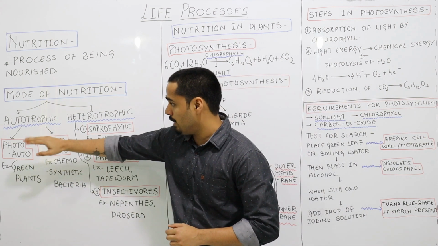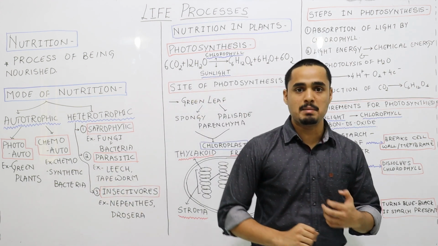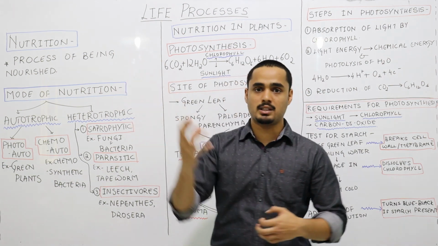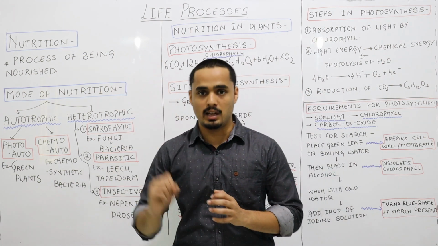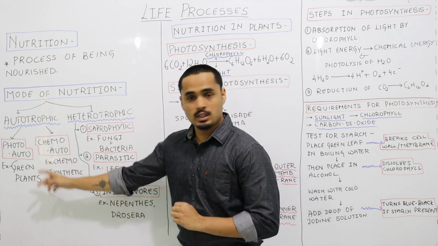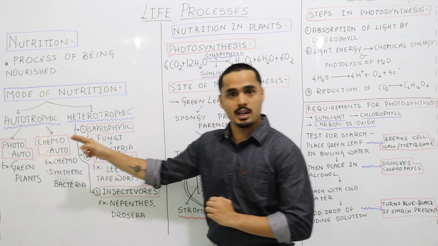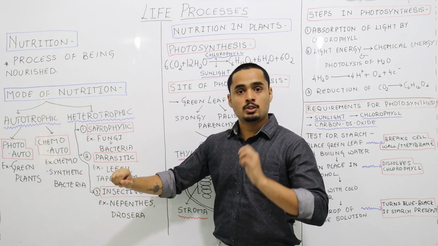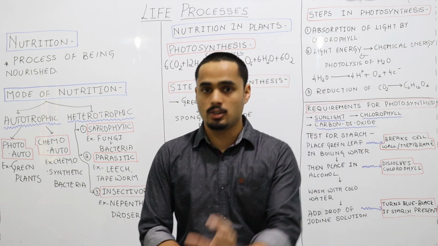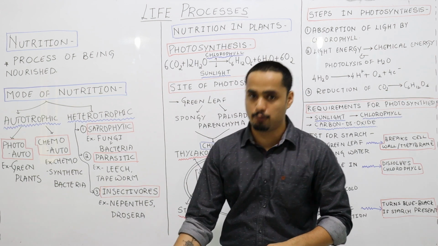Okay, so when we talk about autotrophic, the first thing that comes to our mind is green plants. Green plants are the source of the food. Basically they manufacture their own food with the help of sunlight. Now autotrophic is further classified into two types, that is photoautotrophic and chemoautotrophic. So photo means light, and these are the organisms which depend on light for the manufacturing of food.